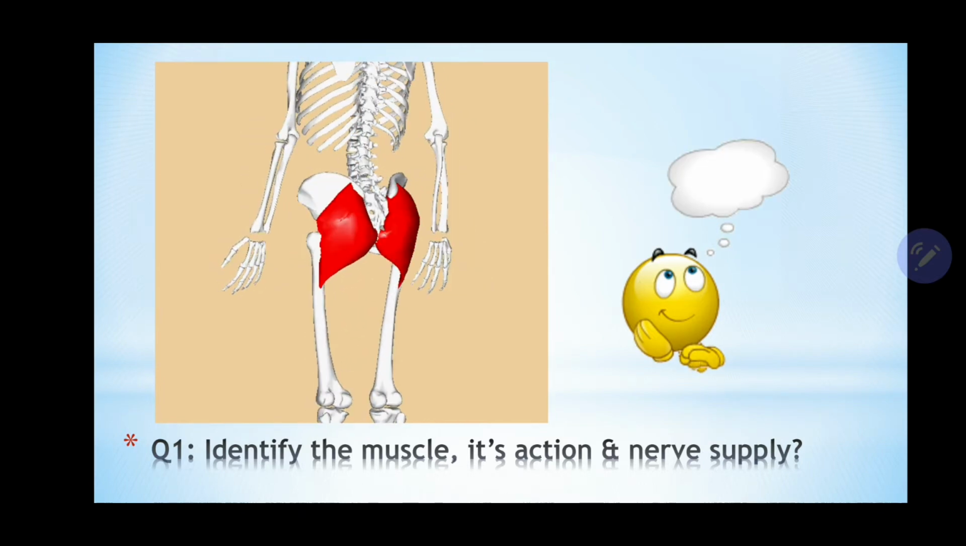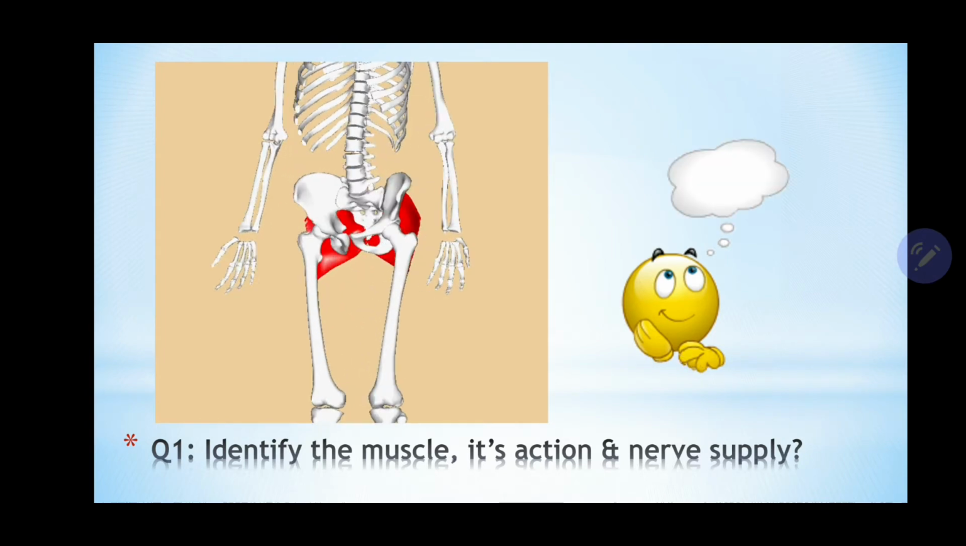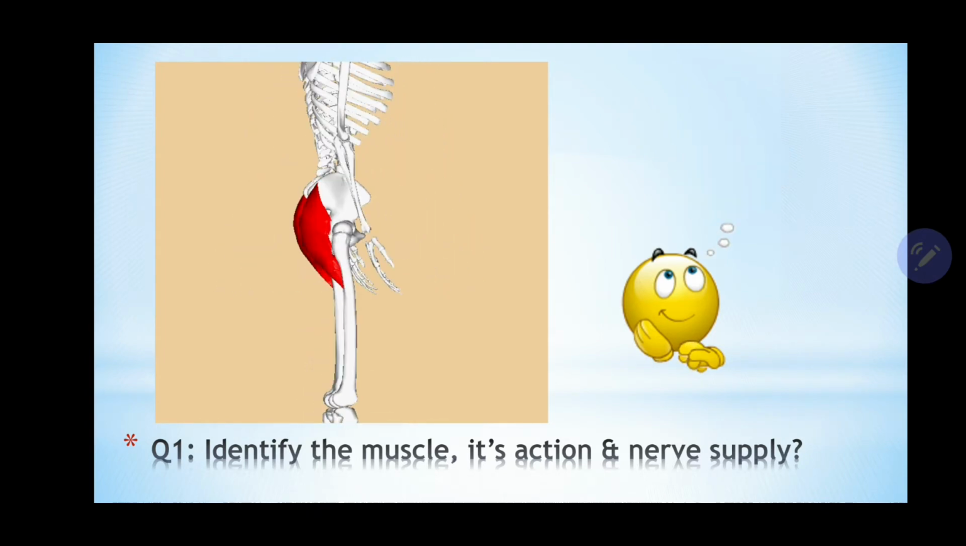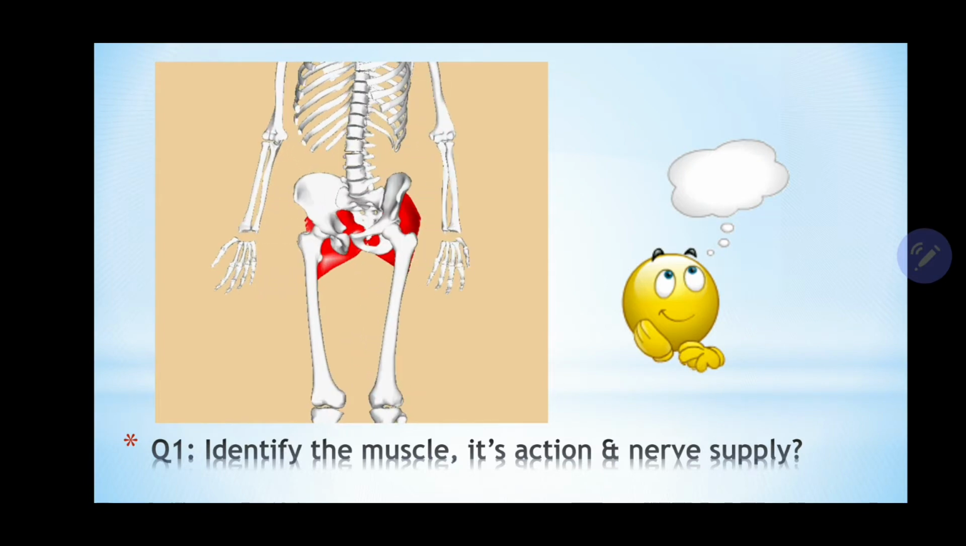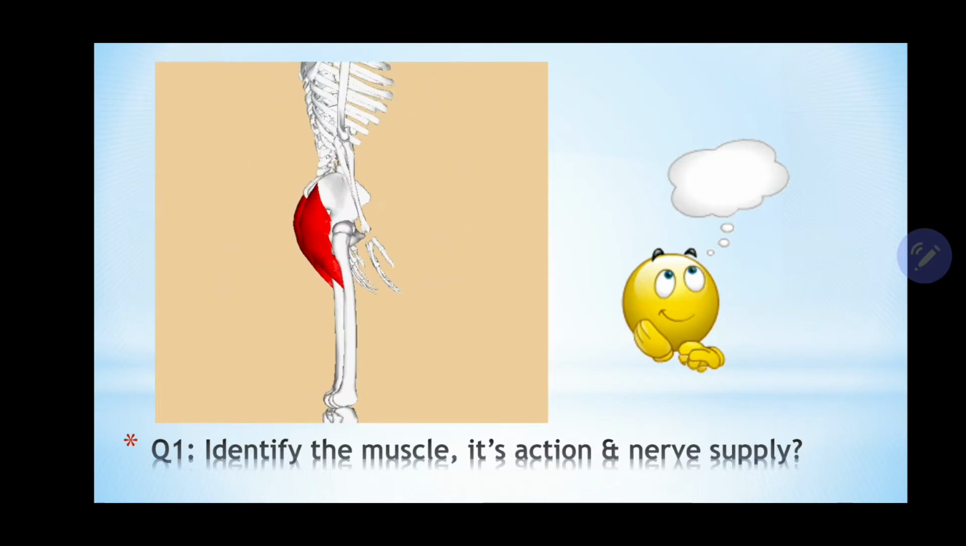And the nerve supply is the inferior gluteal nerve, and the inferior gluteal nerve is L5, S1, S2 dorsal division.